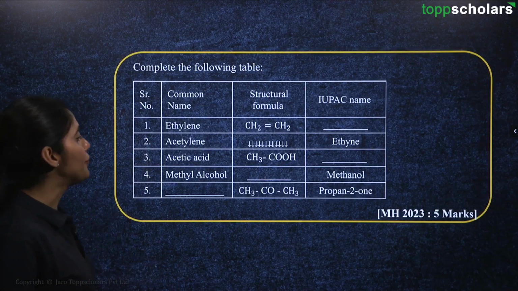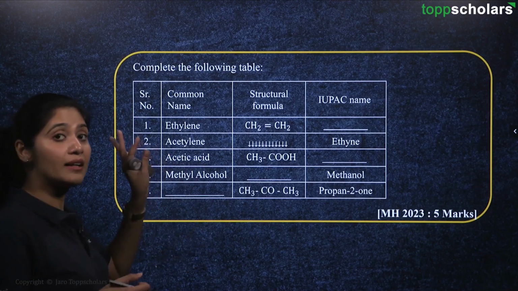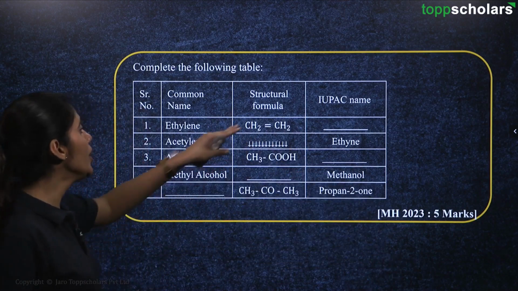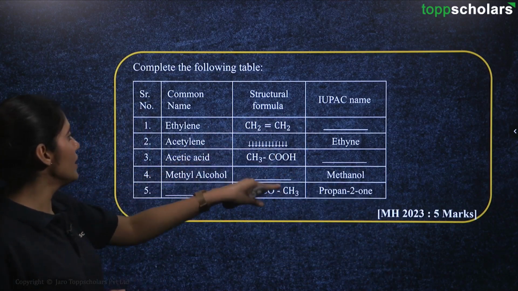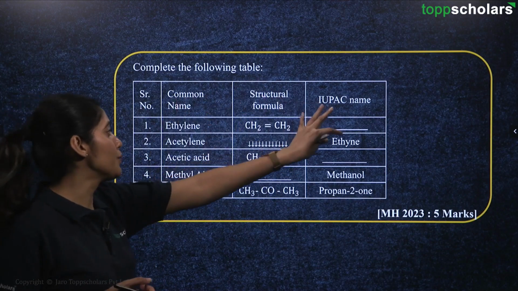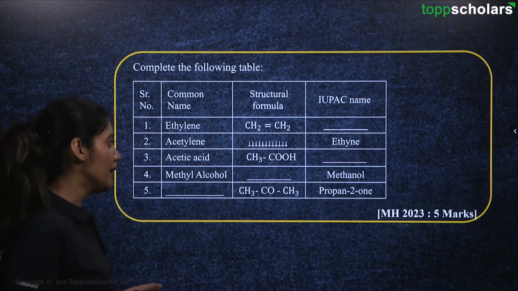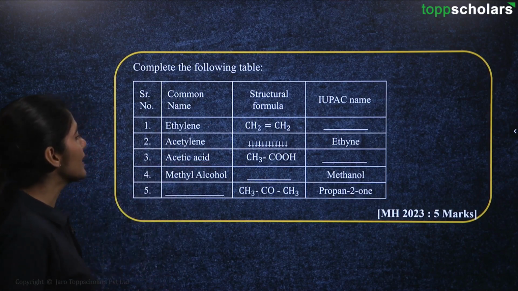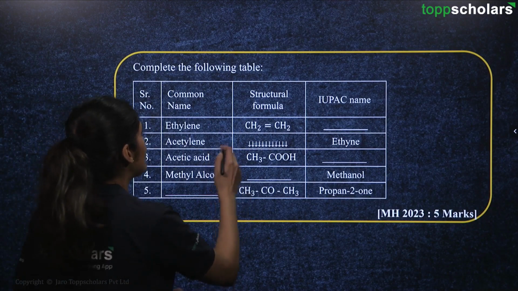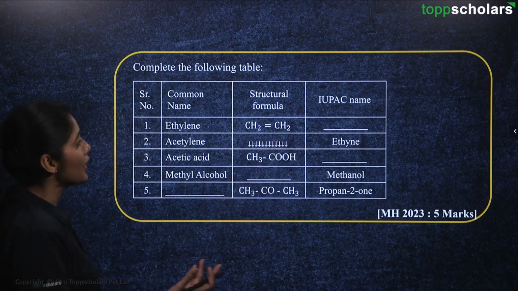Now, we have to complete the following table. So these kinds of questions are asked many times. It carries 5 marks. You just have to fill in the blanks wherever there is either a structural formula missing, IUPAC name missing, or structural formula is given, common name is missing, right? So we will be solving this now. Now the first one is ethylene, right? So there we go. We can see the structural formula and we will have to write the IUPAC name.